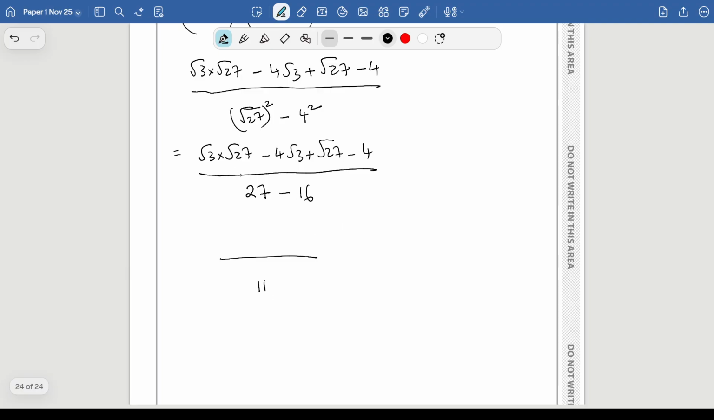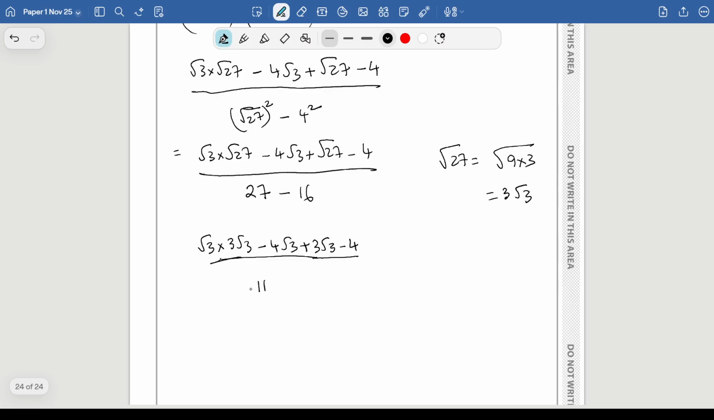And what about the numerator? Now we can manipulate the numerator here. You can write root 27, like 9 threes is 27, so you can take out 9 from the square root to have 3 root 3. Is there anything else we can do? Well, we can write root 27 as 3 root 3. So there is a root 3 already here, times 3 root 3, minus 4 root 3 plus, again you can write root 27 as 3 root 3, minus 4.